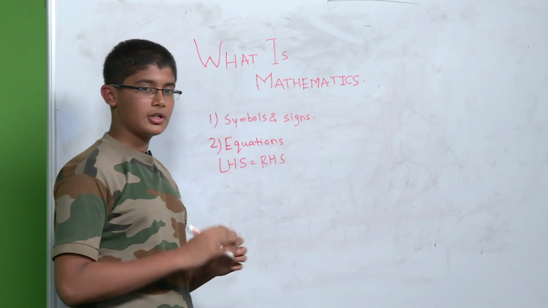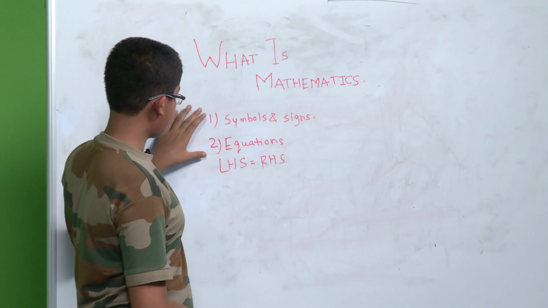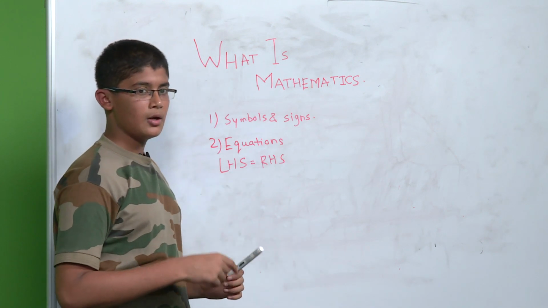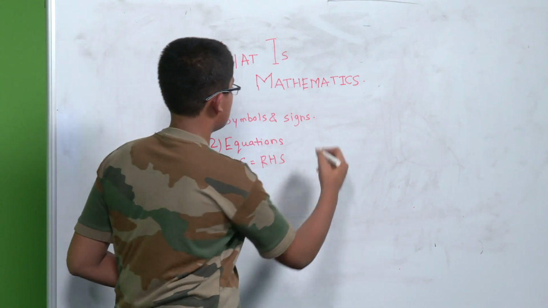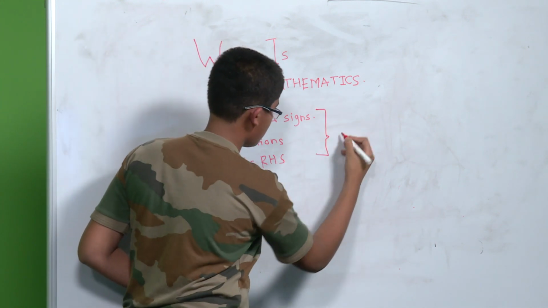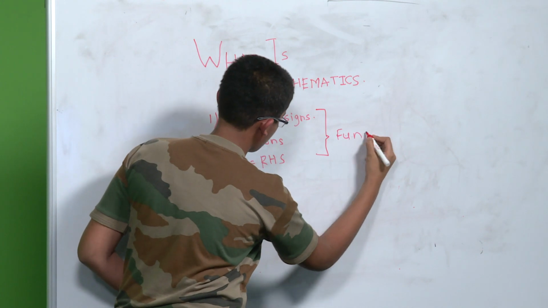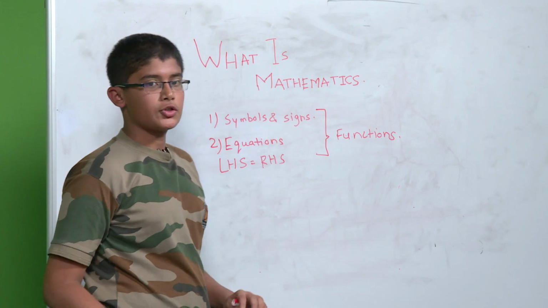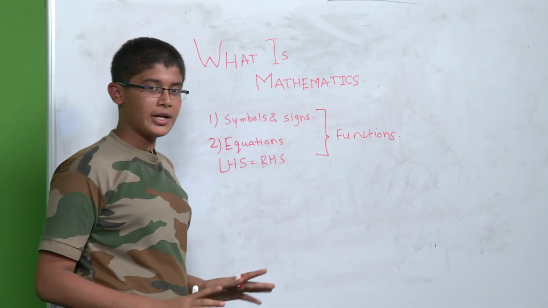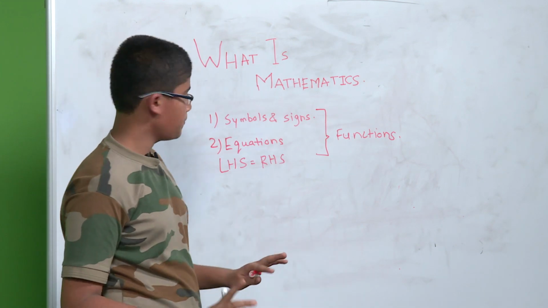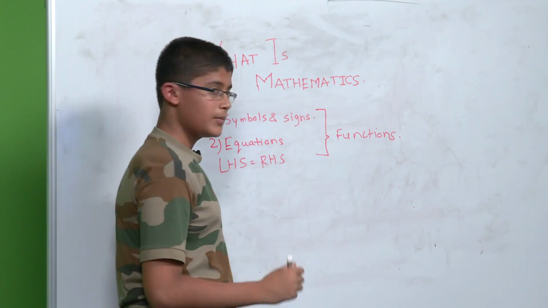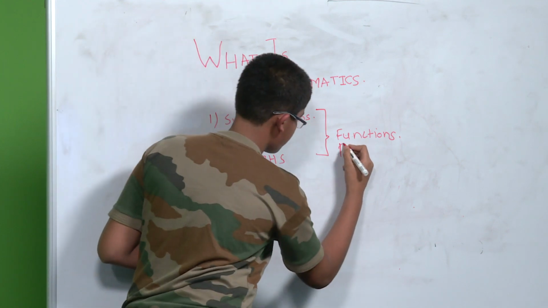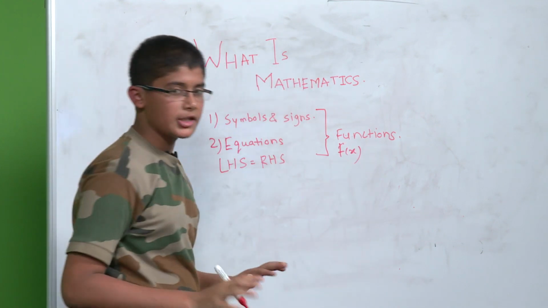Then we get the third part when we combine these two parts. So symbols and signs and equations together give functions. So mathematics is everything about functions. A function is many times written as f of x, and a function can be anything.